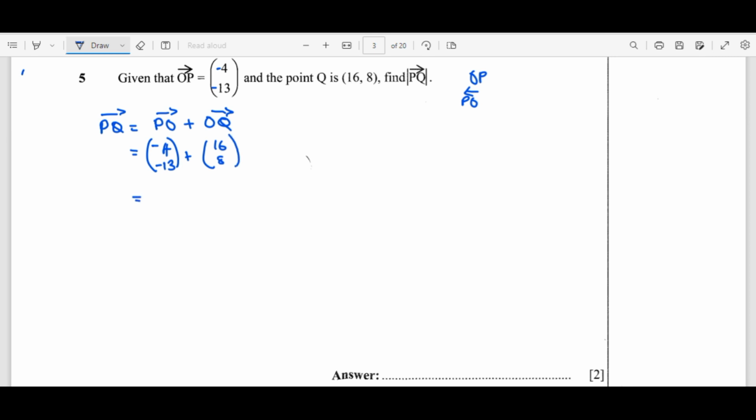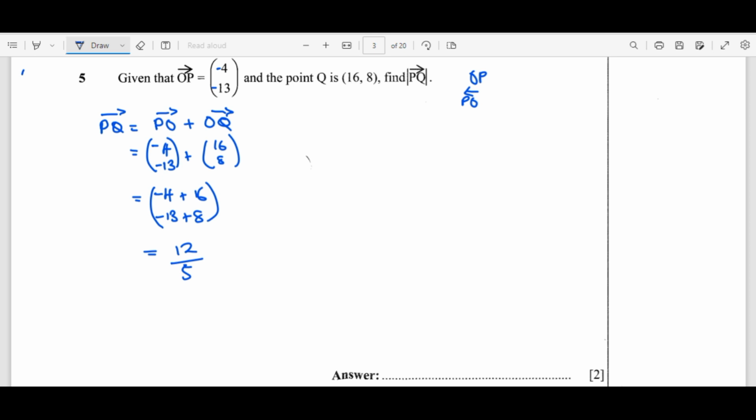So we can work out negative 4 plus 16, and then negative 13 plus 8. So in this case, what are we going to have? Negative plus positive, we subtract and maintain the sign of the bigger number. So we're going to have 12 over, and here we're going to have negative 5.